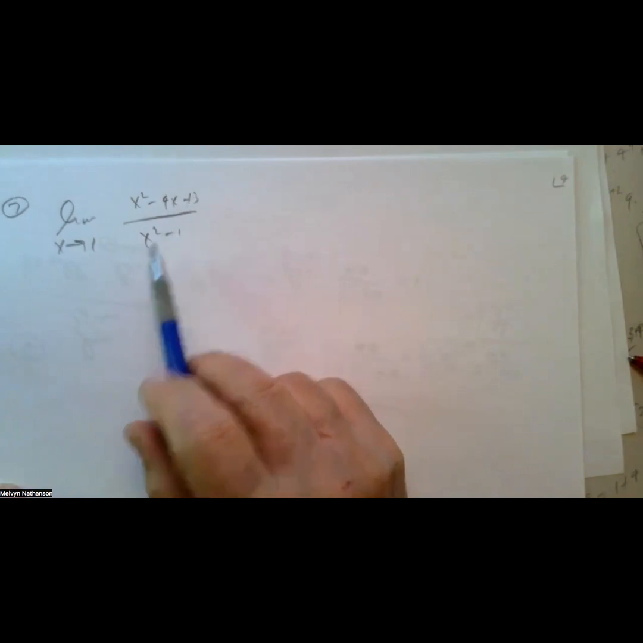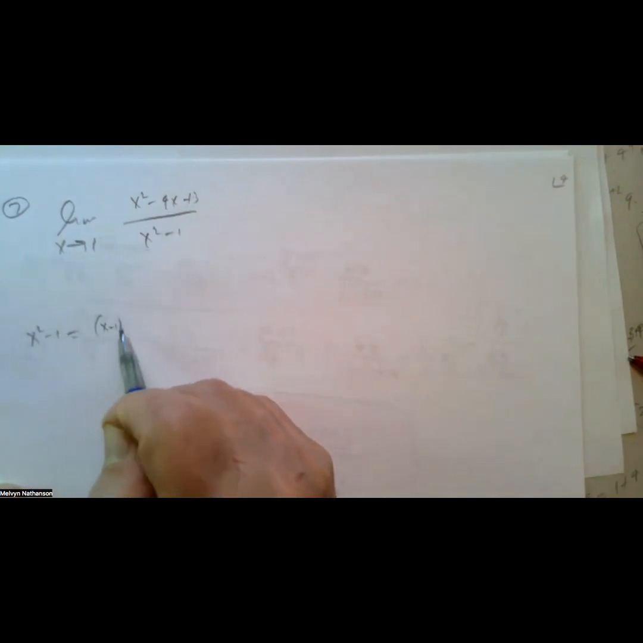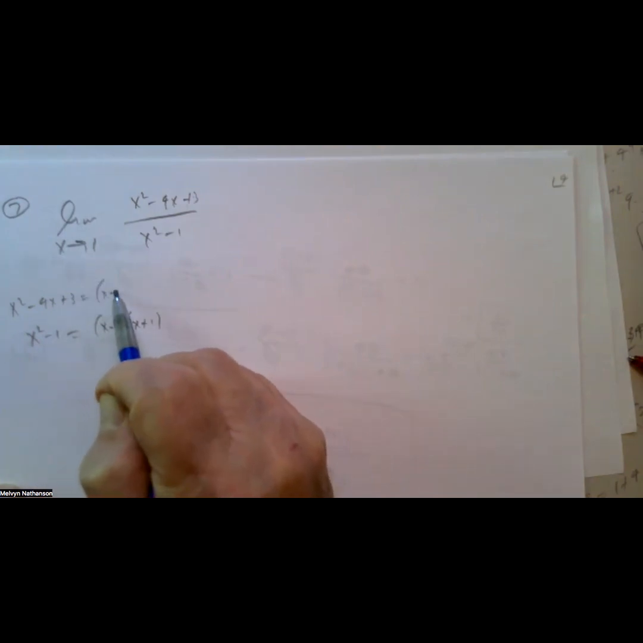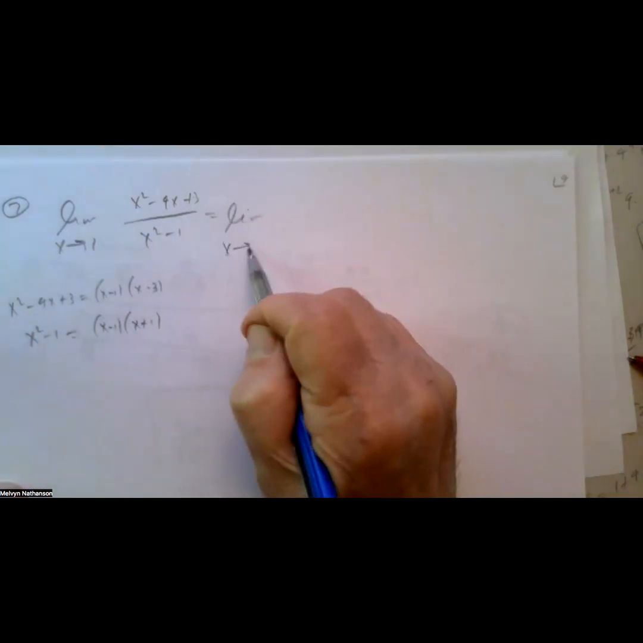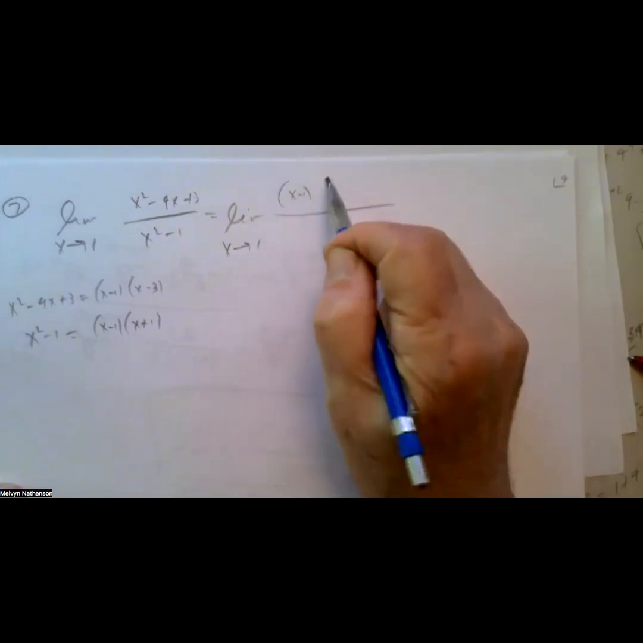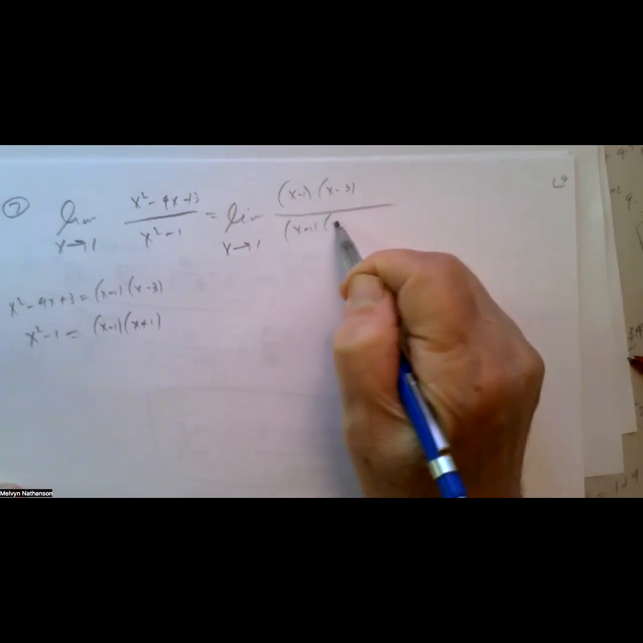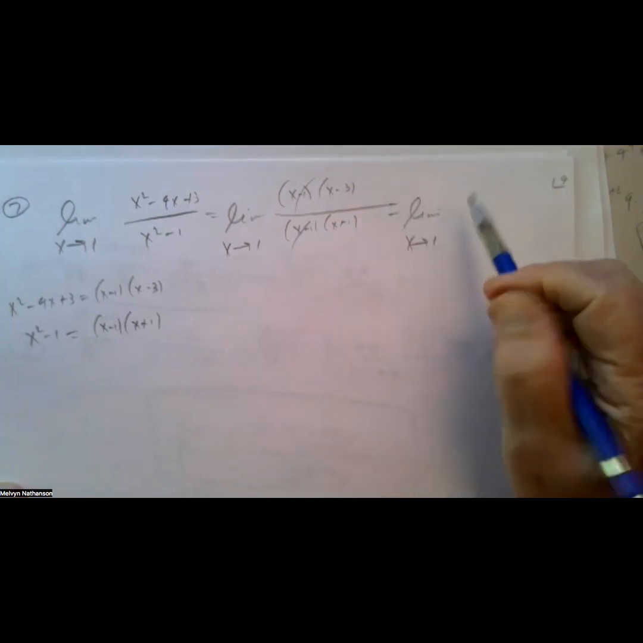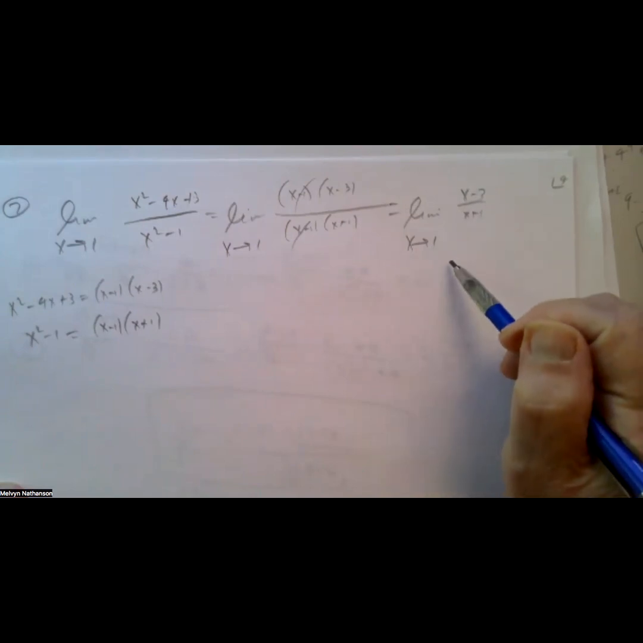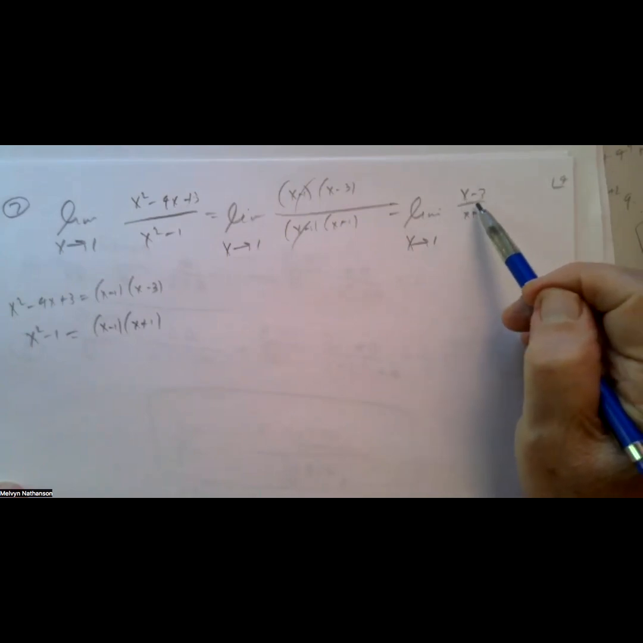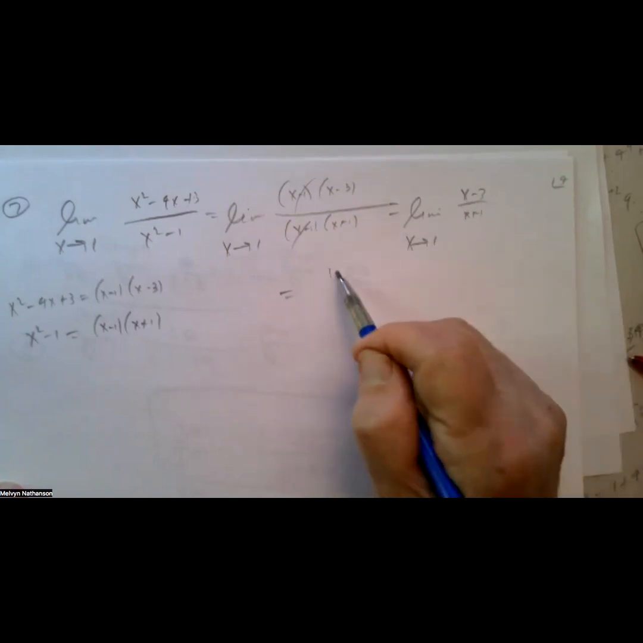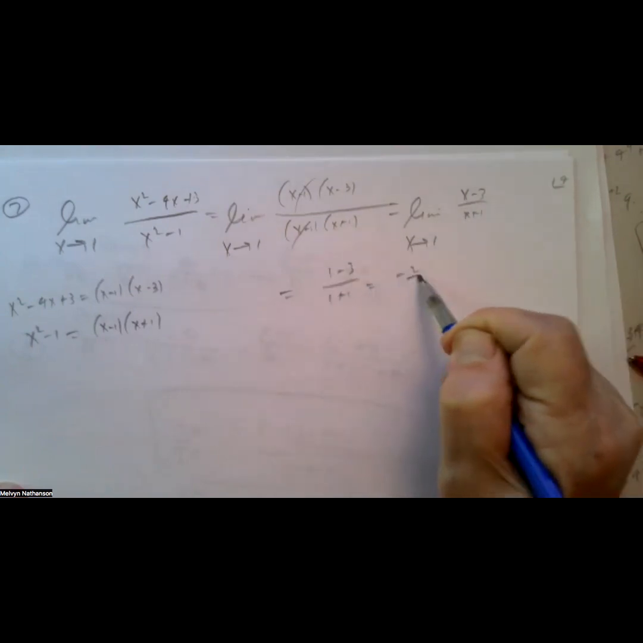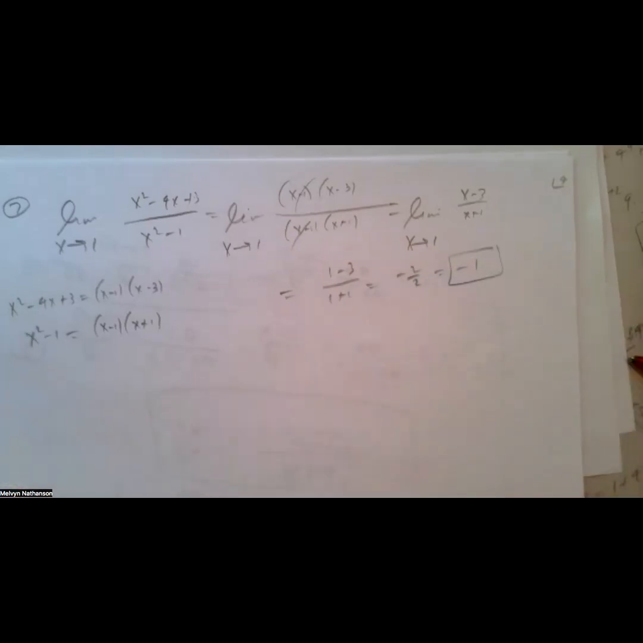But you notice these polynomials factor. X squared minus 1 is x minus 1 times x plus 1. And x squared minus 4x plus 3 is x minus 1 times x minus 3. So this is the limit as x goes to 1 of (x minus 1)(x minus 3) over (x minus 1)(x plus 1). And these x minus 1s cancel. So this is the limit as x goes to 1 of x minus 3 over x plus 1. And now we can just plug in x equals 1. When x is 1, we get 1 minus 3 over 1 plus 1, which is minus 2 over 2, or minus 1, which is the answer.